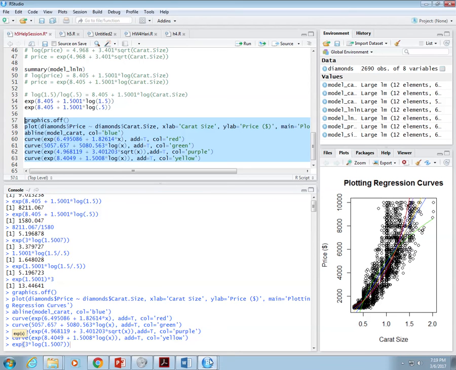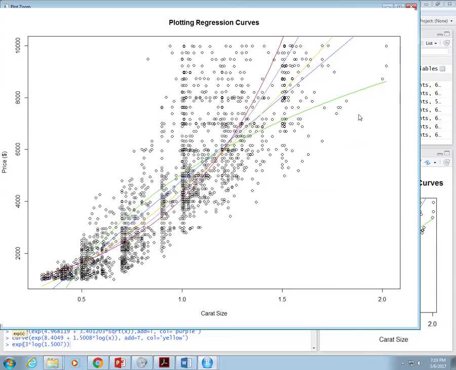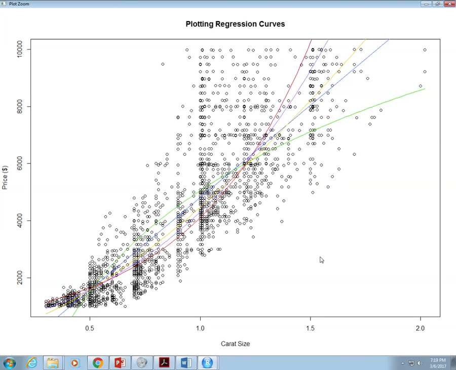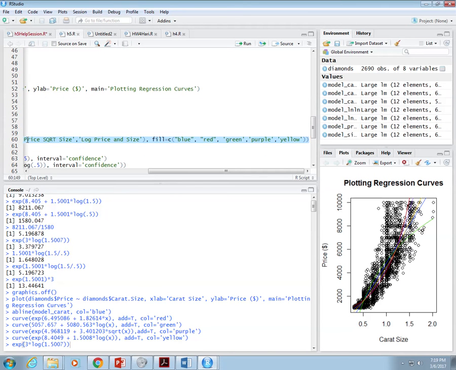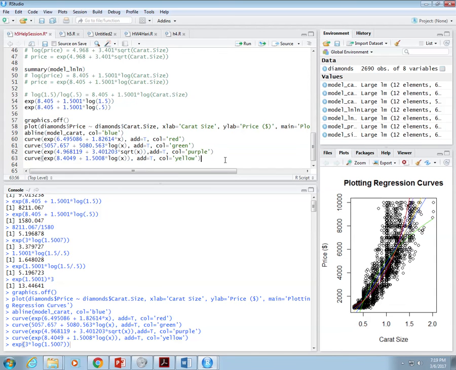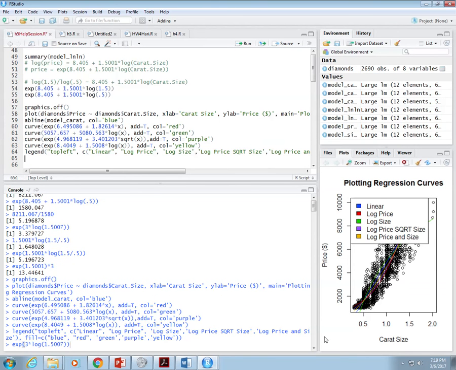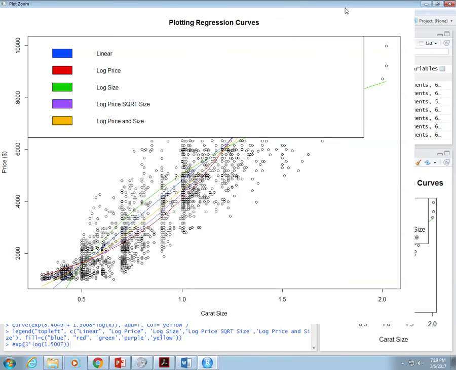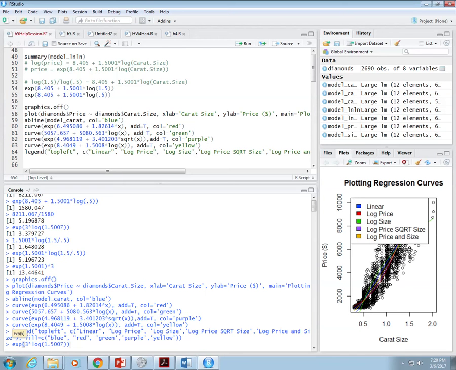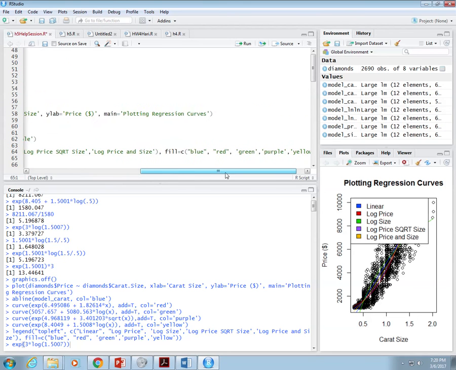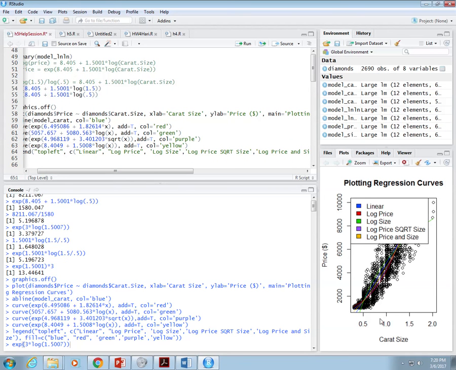Come to me. There we go. So what you're doing with all these transformations is, this blue line is your linear. Hold up. Why is it so big? I don't know why that key's so big. Okay.